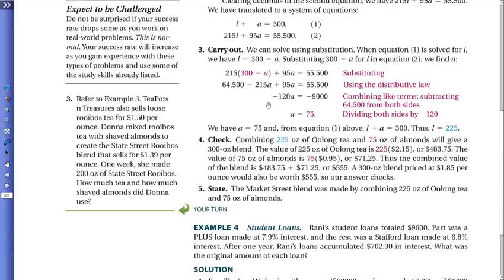And that's what you also need to do, is not put an ordered pair here. All those kinds of things are nice to see because you understand ordered pairs and stuff, but what we need to do is answer the question. And it should come in this form. It should be saying Market Street Blend was made by combining 225 ounces of oolong tea and 75 ounces of almond slices.